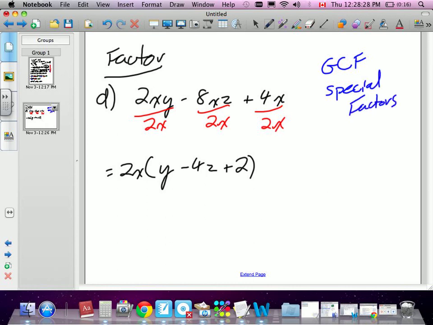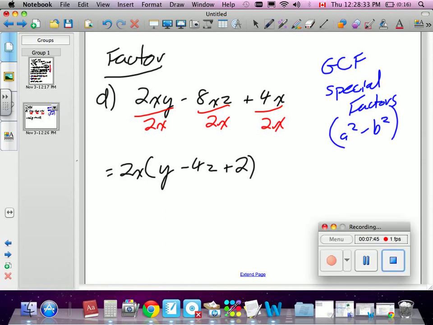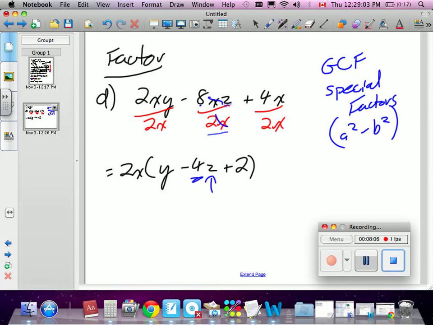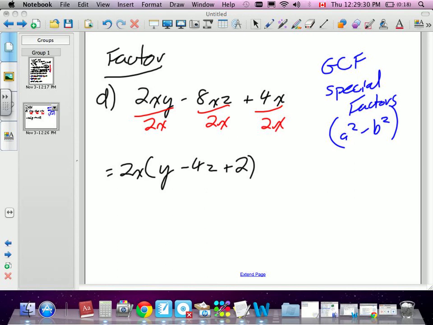Is there any special factors? In other words, is it a difference of squares? So just to recap quickly, when I divided 2xy by 2x, the 2's canceled out and the x's canceled out. I was only left with y. When I did 8xz divided by 2x, 8 divided by 2 was 4, and the x's canceled out. And when we did 4x divided by 2x, 4 divided by 2 is 2, and the x's cancel each other out.